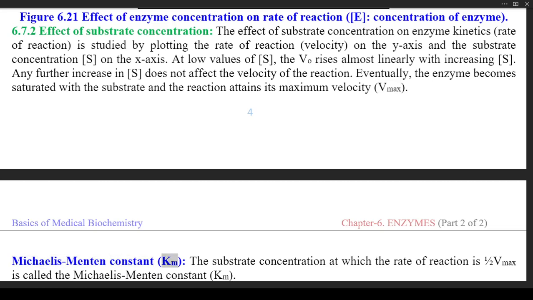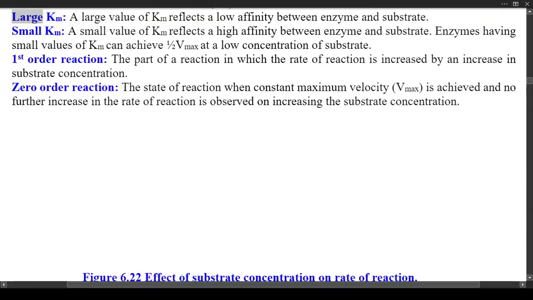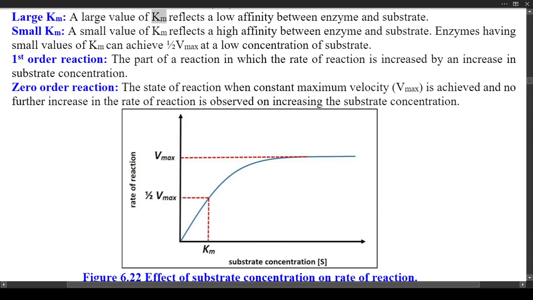Michaelis-Menten constant, Km. The substrate concentration at which the rate of reaction is 1/2 Vmax is called the Michaelis-Menten constant, Km. Large Km: a large value of Km reflects a low affinity between enzyme and substrate. Small Km: a small value of Km reflects a high affinity between enzyme and substrate. Enzymes having small values of Km can achieve 1/2 Vmax at a low concentration of substrate.